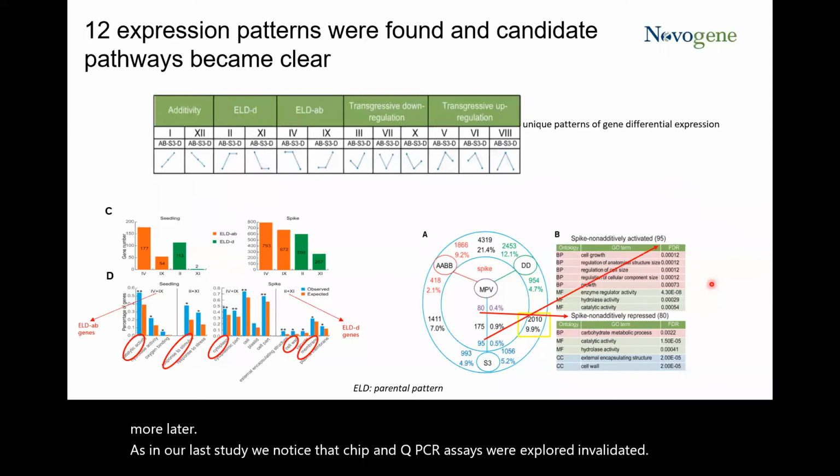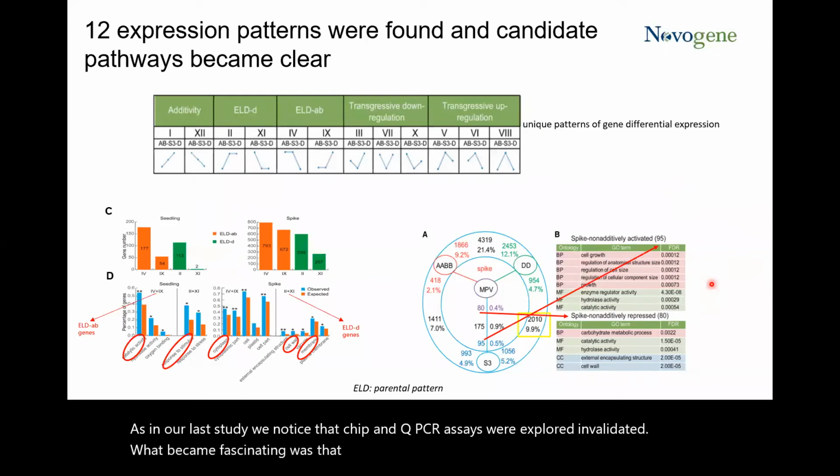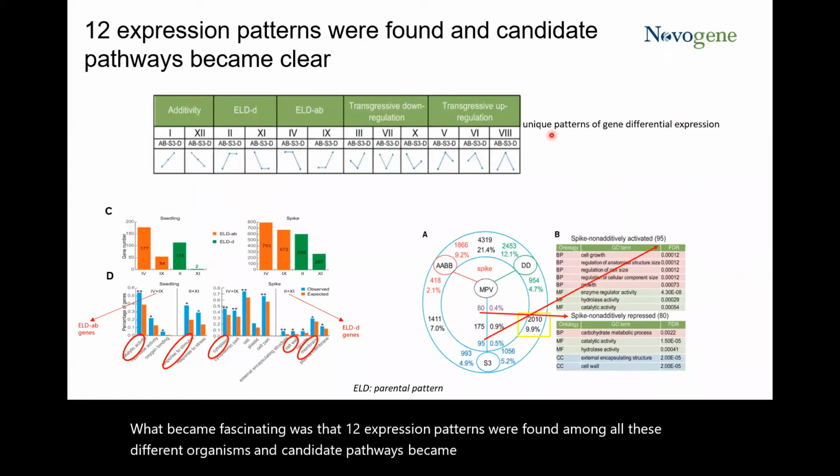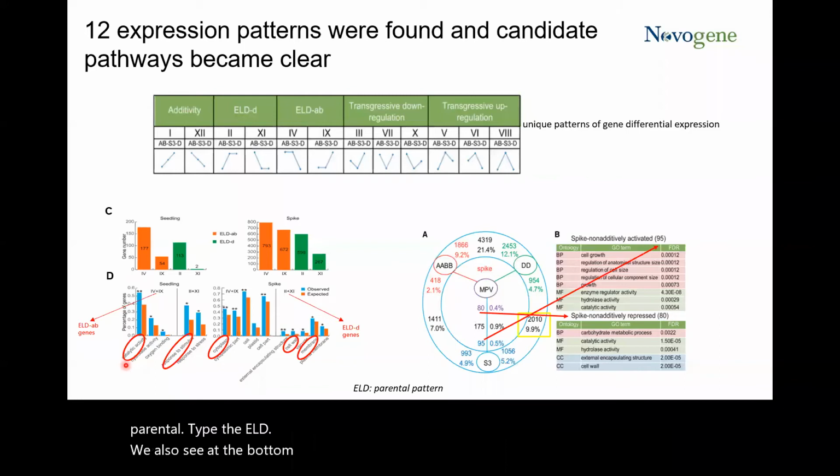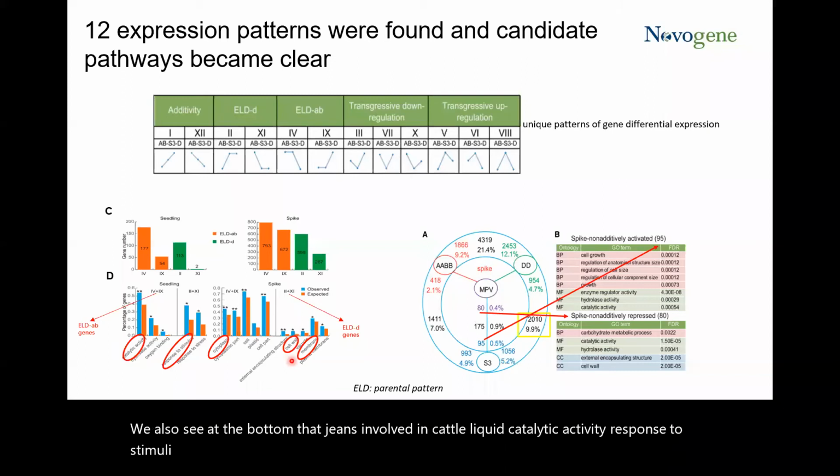What became fascinating was that 12 expression patterns were found among all these different organisms, and candidate pathways became clear. At the top of the slide, we have a table indicating these unique patterns of gene differential expression compared to the parental type. We also see at the bottom that genes involved in catalytic activity, response to stimuli, even the cell membrane, were involved in this differential gene expression and may point to ways in which the offspring differ from the parents.